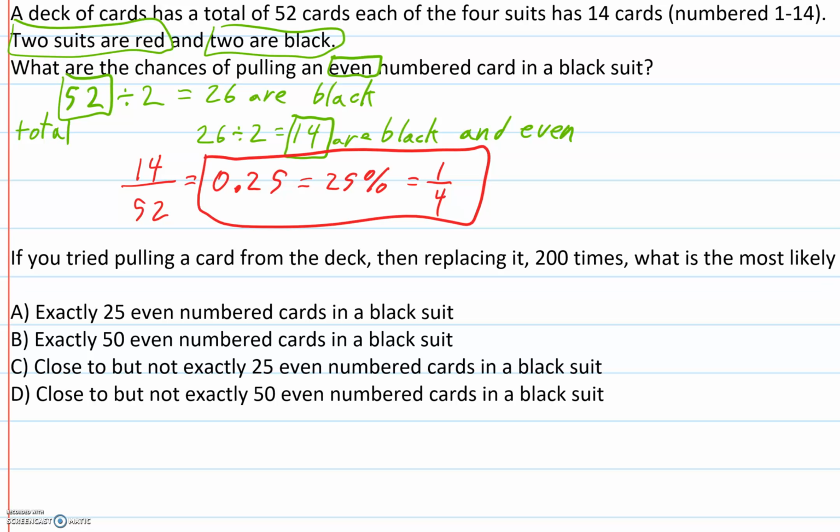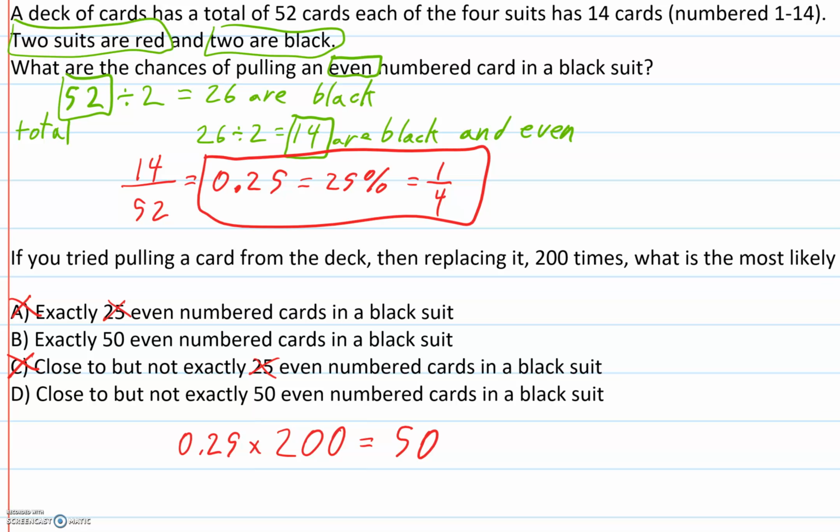If you tried pulling a card from the deck, then replacing it 200 times, which is most likely? Well, let's just think about what 1/4, or 25%, times 200 is. So how much is that? Well, it's 50. Okay, so we can already get rid of A and C, because they say 25. Ignore that. Yes, it's 25%, but it's out of 200 times, not out of 100 times. So that's very important.